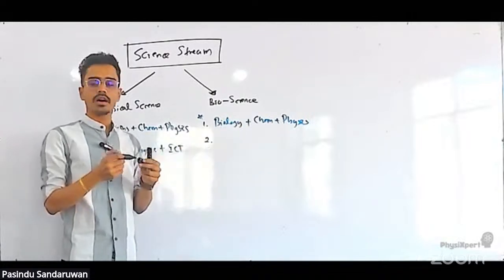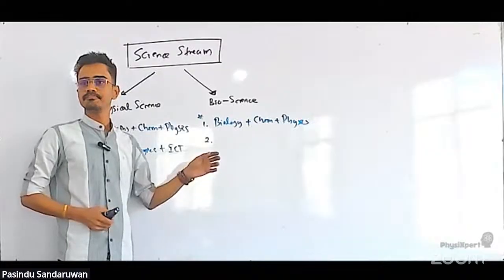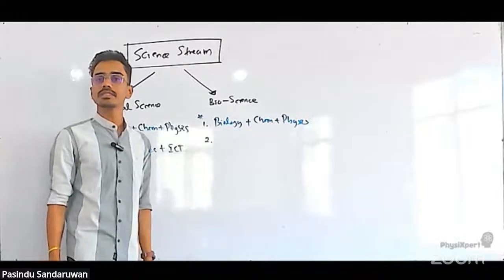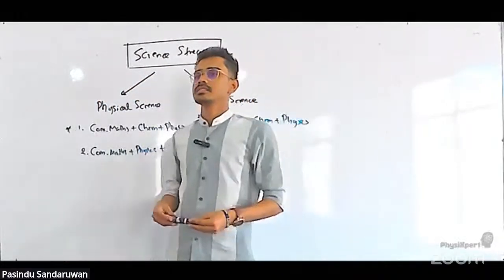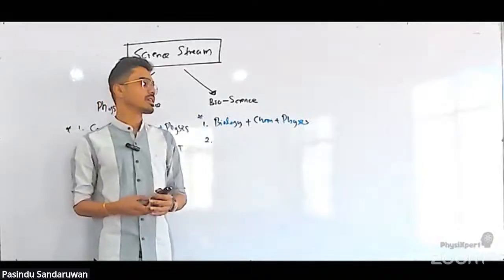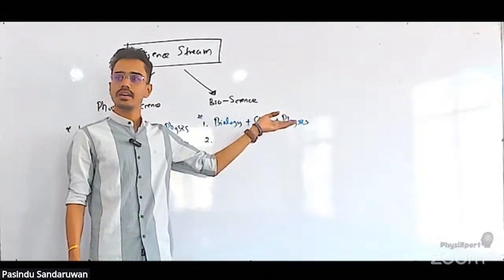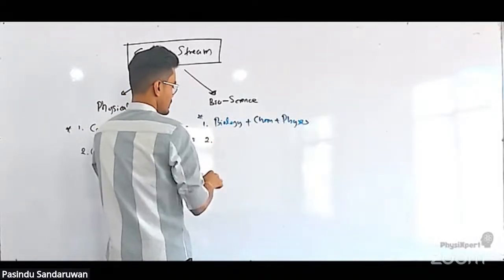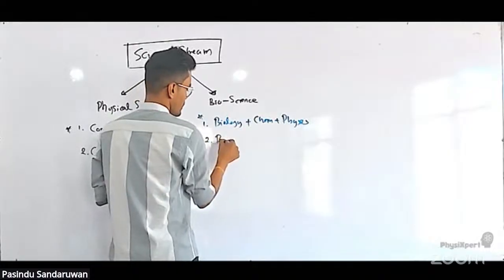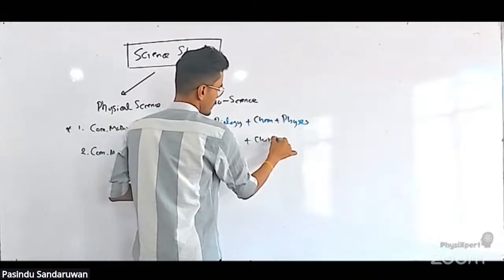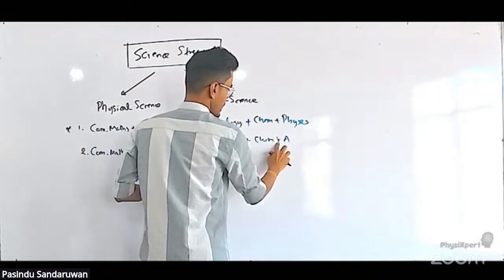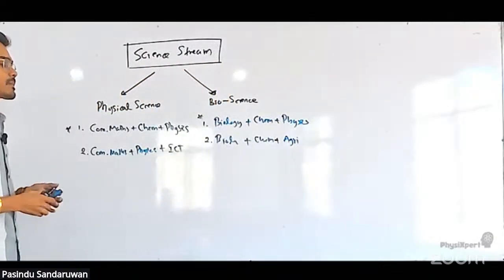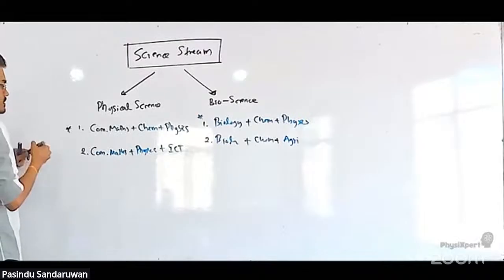If you are choosing biological sciences, the main combination is this, the prominent combination is this. What are the other options we have? Without doing physics, you can do agriculture, right? Then you do biology, chemistry and agri. Agri means agriculture. But these two are the prominent combinations.